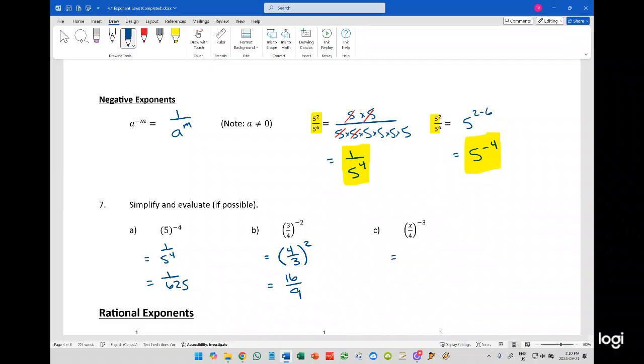Same idea here. If we want to get rid of the negative exponent, we just flip this upside down to 4/x and make the exponent positive. That gives us 4 cubed, which is 64, divided by x cubed.